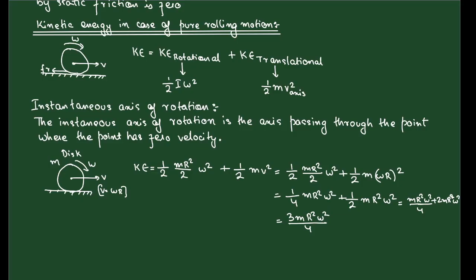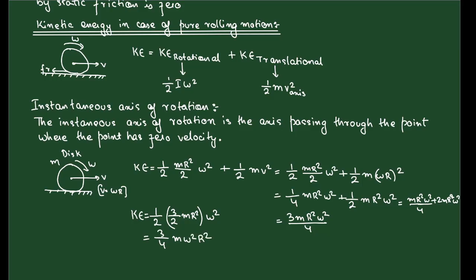Now what happens if I take the axis of rotation to be this one? Let's find out the same kinetic energy by taking the axis of rotation to be this one. So kinetic energy is half I omega square. Now the moment of inertia should be taken about this axis. The moment of inertia through the center is m r square by 2, and then I apply the parallel axis theorem. So m r square by 2 plus m r square, so 3 by 2 m r square. Half I into omega square. And now if you take the axis at the point of contact, there is no translational velocity of the axis. So the total kinetic energy would be 3 by 4 m omega square r square.